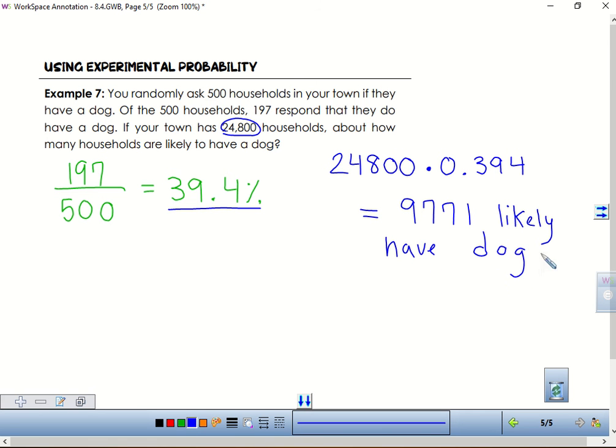Now, why didn't I just say that this many people have dogs? Why did I say likely have dogs? Because you can't be for sure. It's estimating. It's using the probability, using the experiment to apply it to a larger set to see if it's accurate. So that's the whole lesson today. Like I said, it's pretty straightforward.